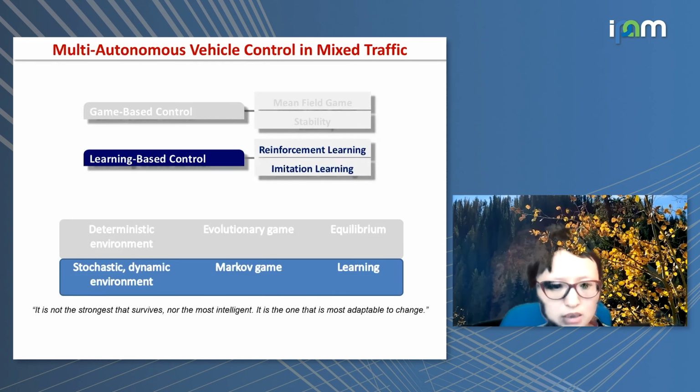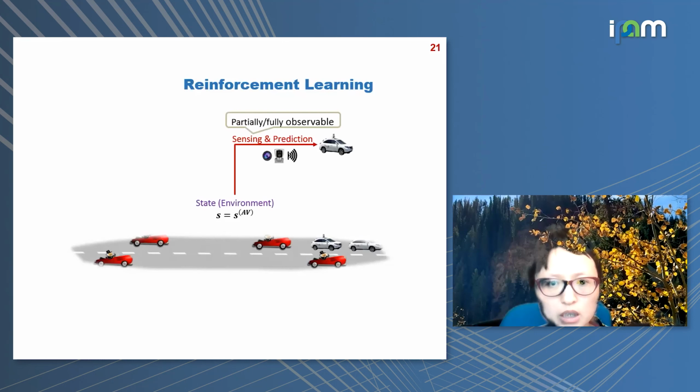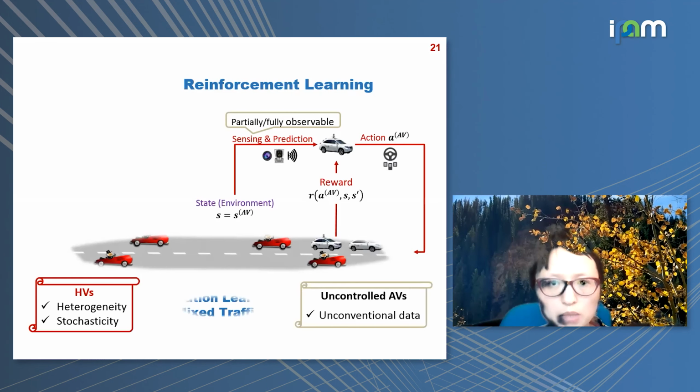Because I think this is a famous quote, it's not the strongest, that's why it's the one that is most adaptable to changes. So I will skip this, but what I want to identify is, if in a mixed traffic environment we want to control AVs, one challenge is how we model the mixed traffic environment, because that simulation environment is the key for the reinforcement learning, the training part.